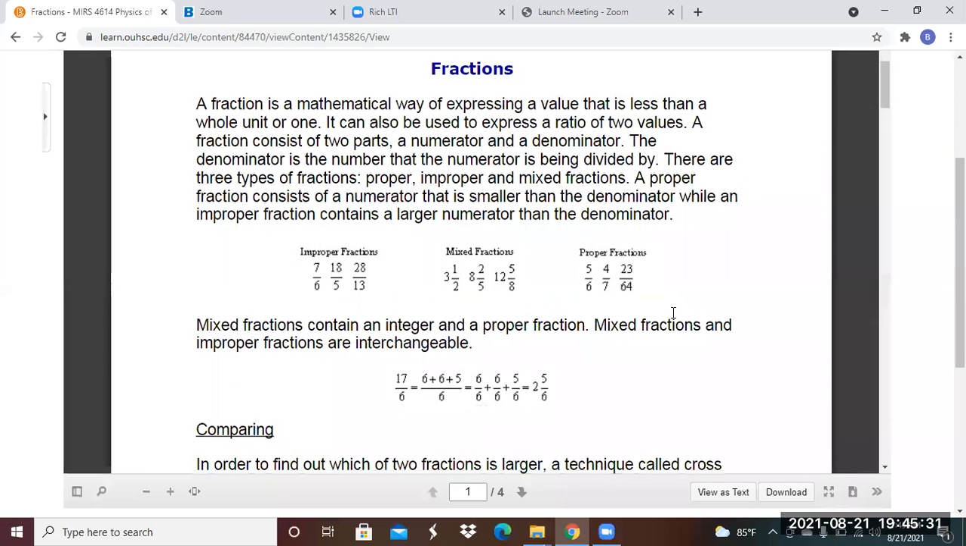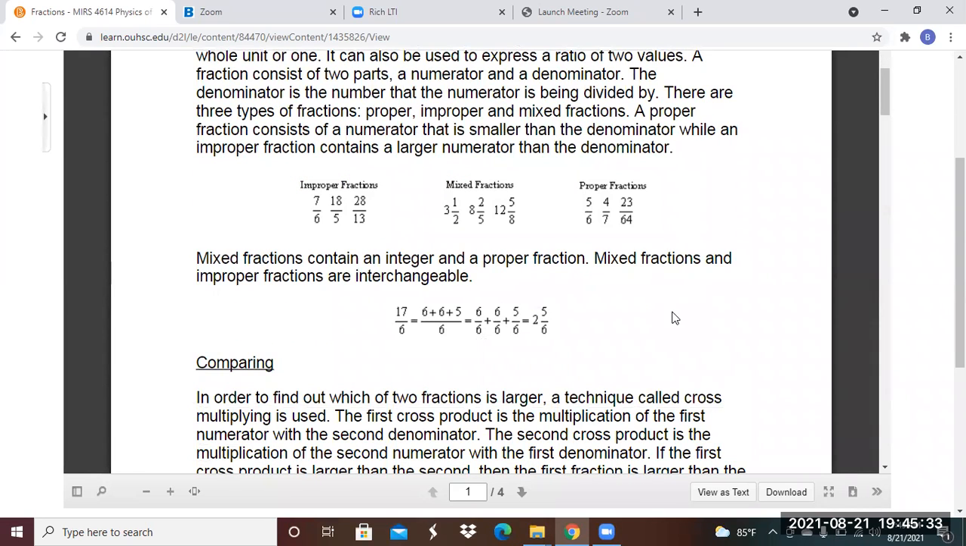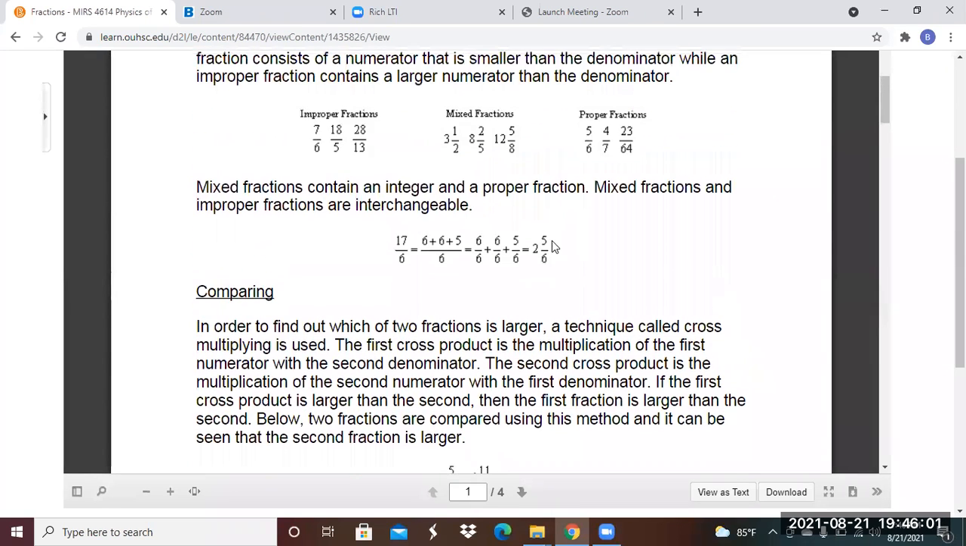So there are three types of fractions. You've got proper, improper, and mixed numbers. A proper fraction consists of a numerator that is smaller than the denominator. So you can see 5/6, 4/7, 23/64. All of these numerators are smaller than the denominators. An improper fraction contains a larger numerator than a denominator, and that's what you're seeing here. Mixed fractions contain an integer as well as a proper fraction. And mixed fractions and improper fractions are interchangeable.